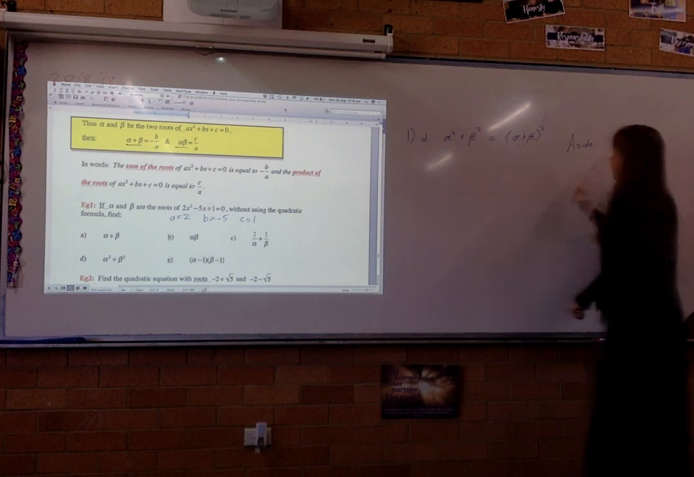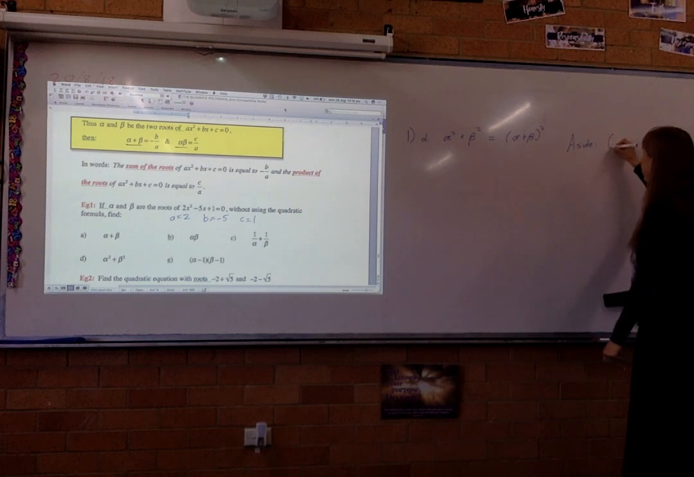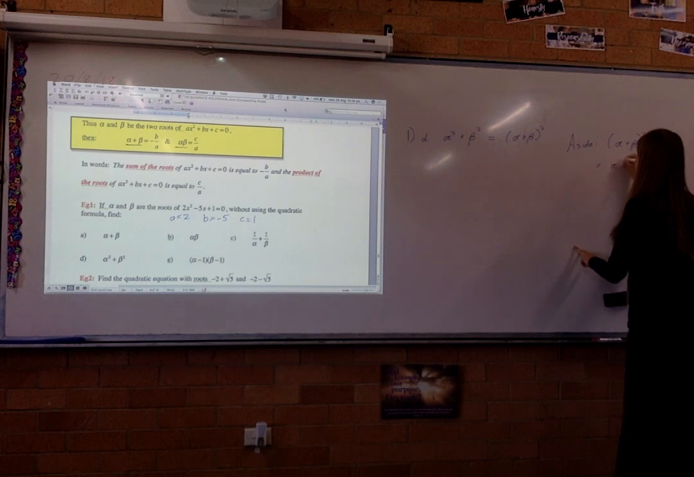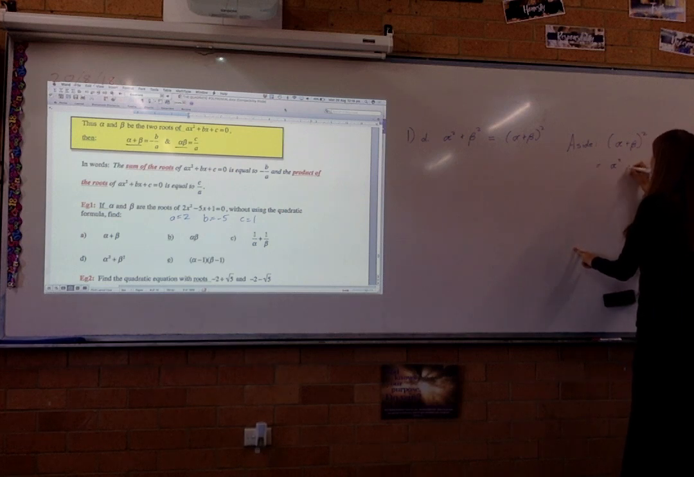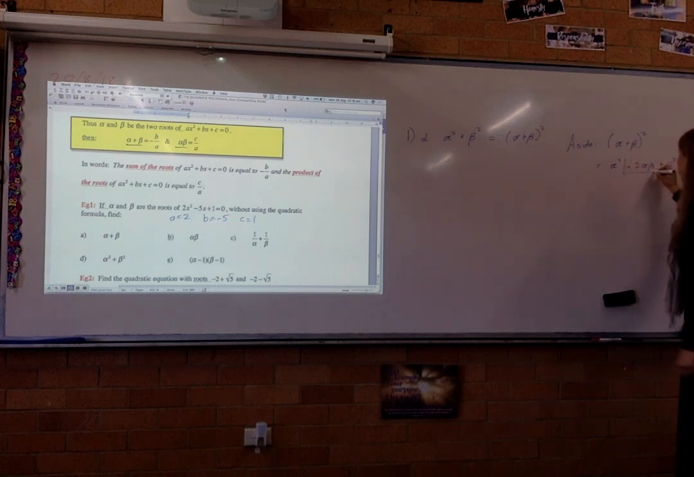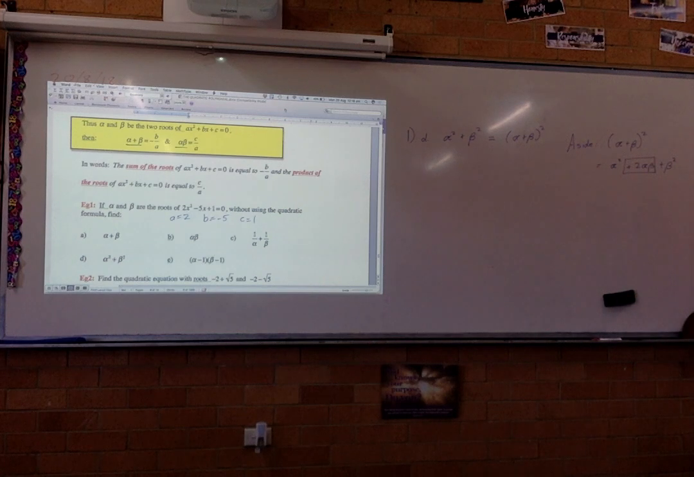So let's just check out what alpha plus beta in brackets all squared is. Well, I know that it is alpha squared plus 2 alpha beta plus beta squared. Is it close? Yeah. This is the problem though. It's got this extra part. But this part in here is alpha beta.